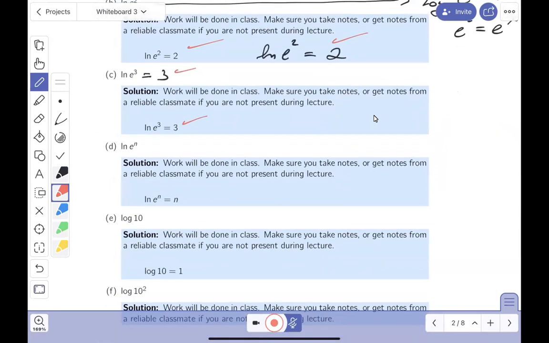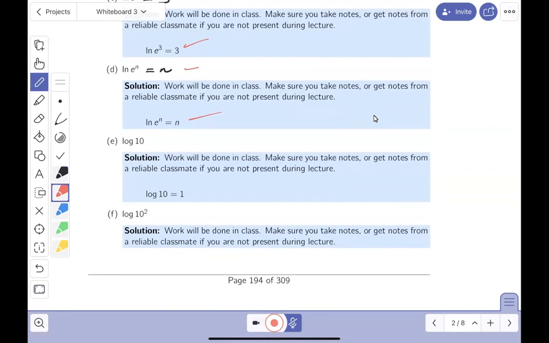Now, this one should seem reasonable to you too. What am I going to say over here? This would equal n. So what am I going to do over here? Check it. And lo and behold, they got n over there. Let's do this one over here. Very similar problem, by the way.